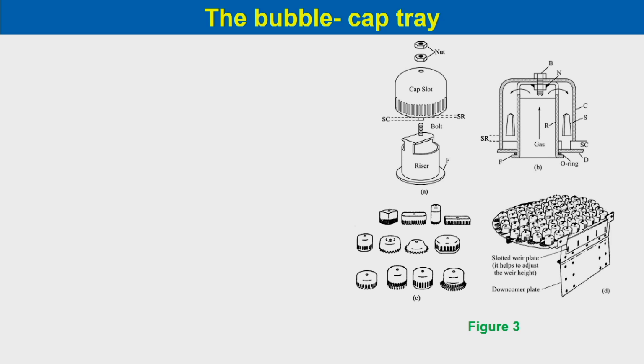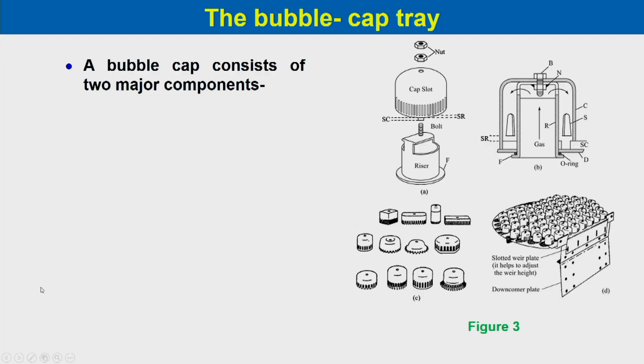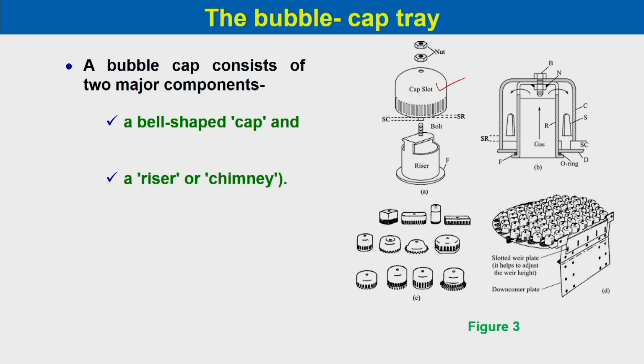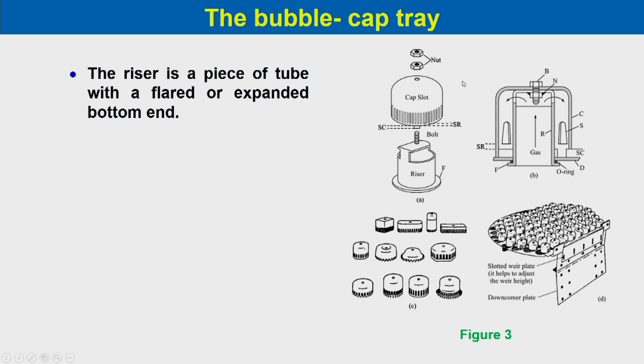There are different kinds of trays and now we will discuss the bubble cap tray. The bubble cap tray consists of two major components. One is the cap, a bell shaped cap, you can see over here, and then there is a riser or chimney, which is given over here. A ring gasket is used below the nut. So, there is a gasket which is used over here, below the nut.